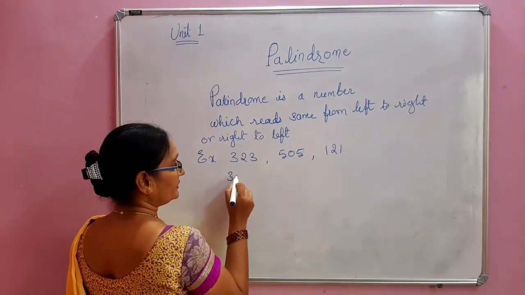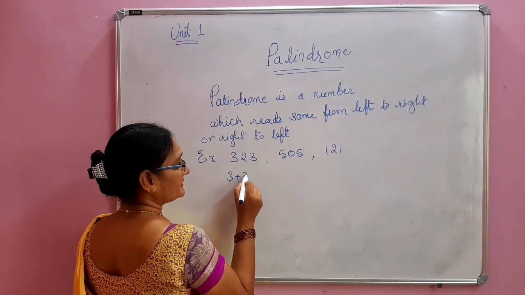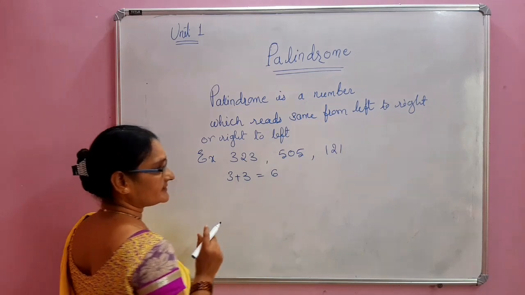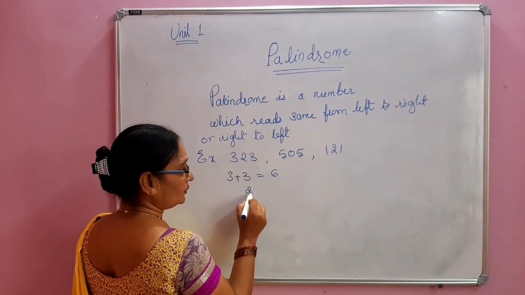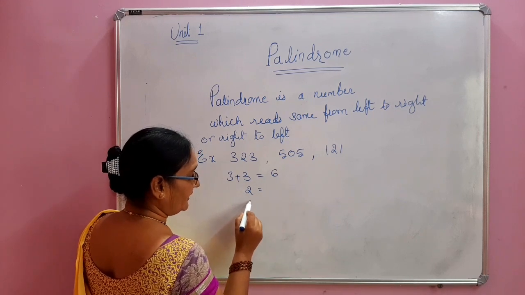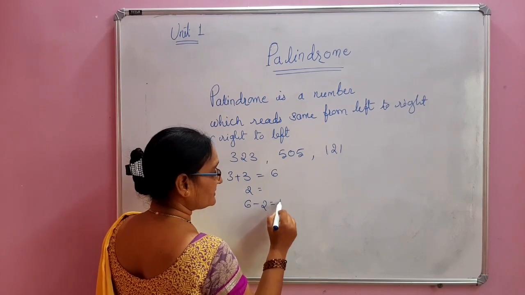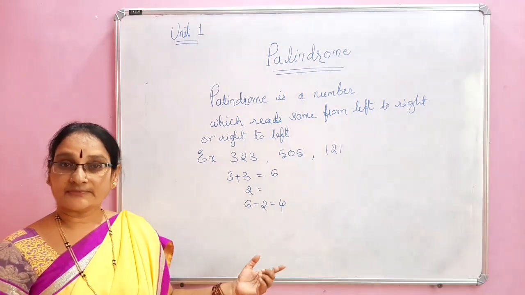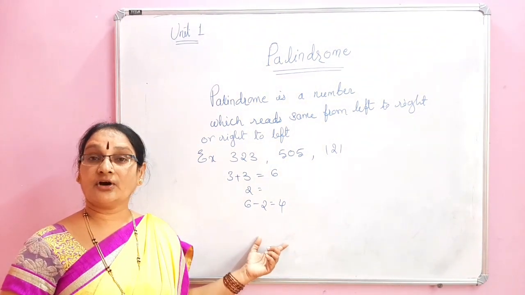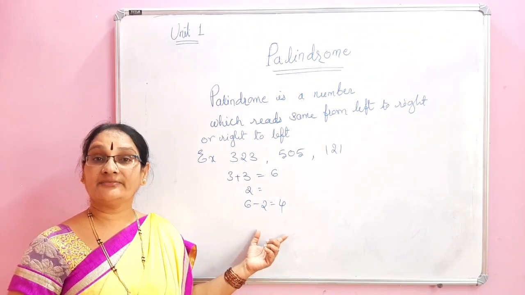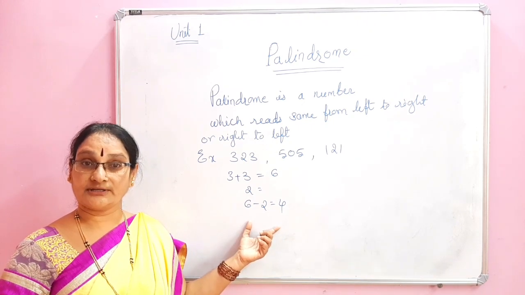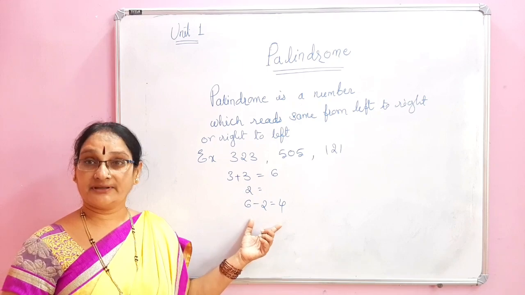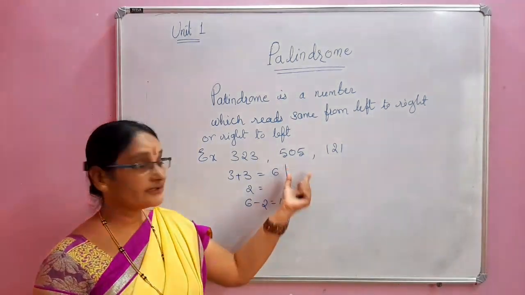3 plus 3 is equal to 6. Then this is the evenly placed digit, 2. Now the difference we have to find out. 6 minus 2 is 4. That means this is not divisible by 11. The 3-digit palindrome is not divisible by 11. Okay. We will see now this problem.